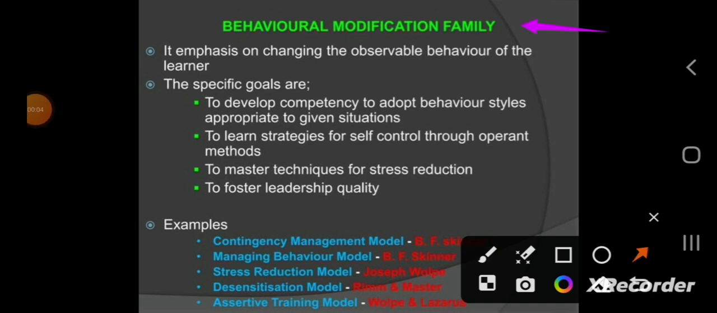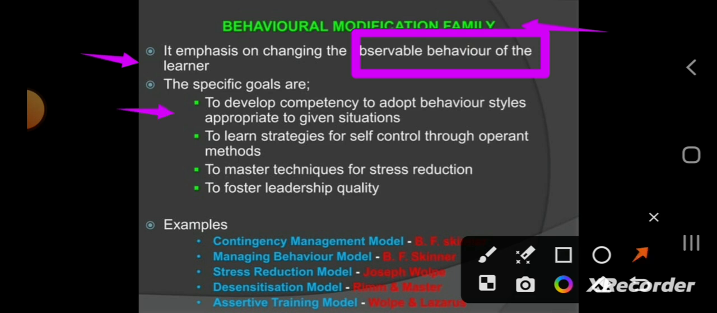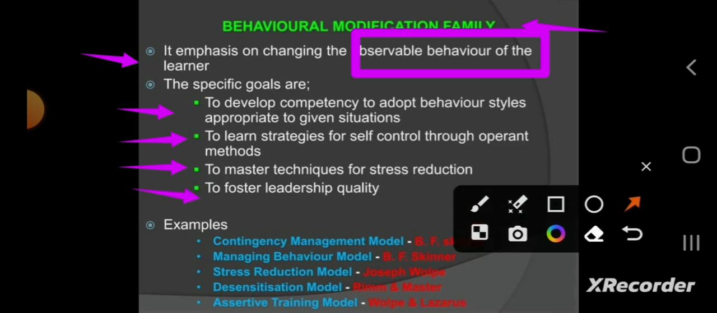Behavior modification model. It emphasizes changing the observable behavior of the learner. The specific goals are to develop competency to adopt behavior styles appropriate to given situations, to learn strategies for self control through operant methods, to master techniques for stress reduction, to foster leadership quality.